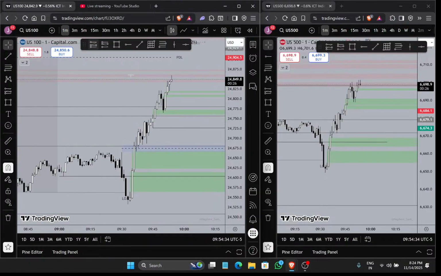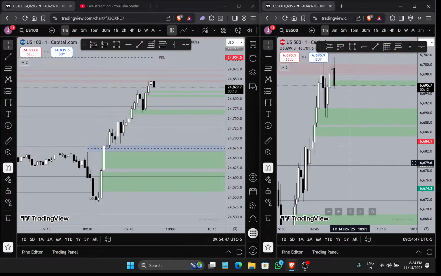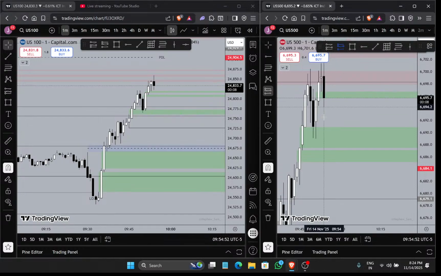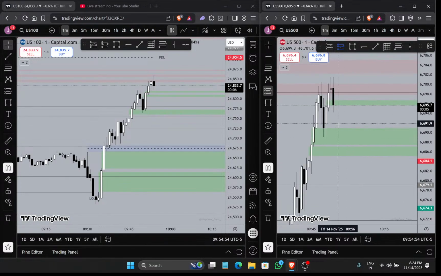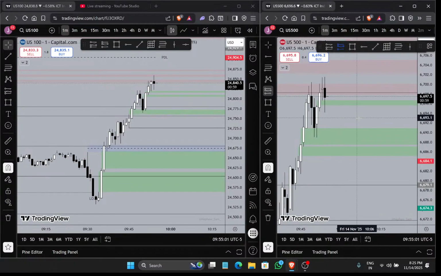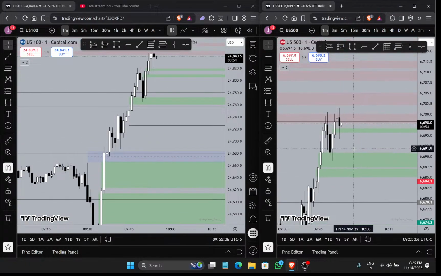Let's see, guys. We may inverse this in a few minutes. Let's see if we can inverse this. That's a good trade. We can inverse. That's a good trade. We didn't inverse, so let's wait.